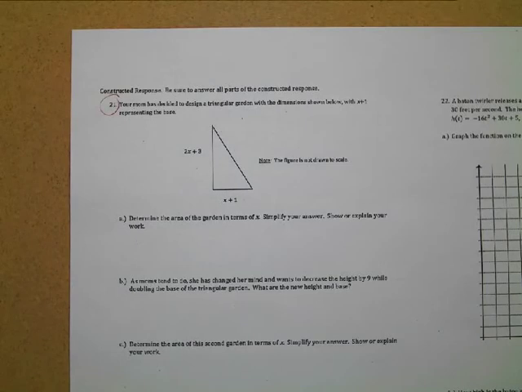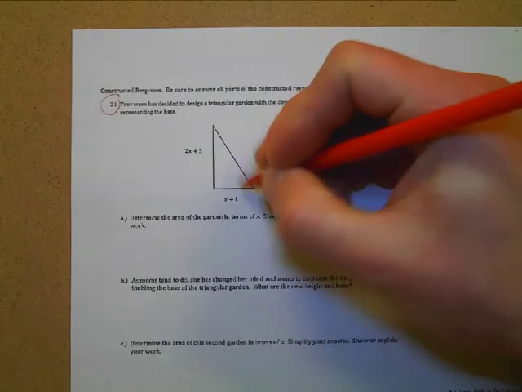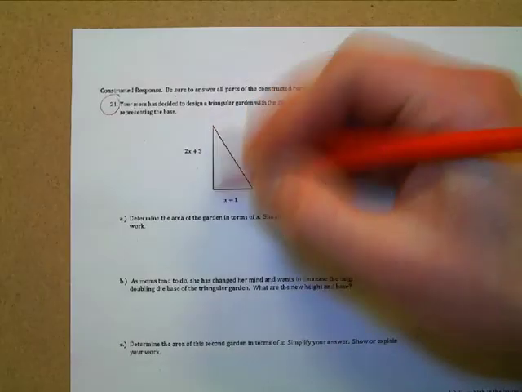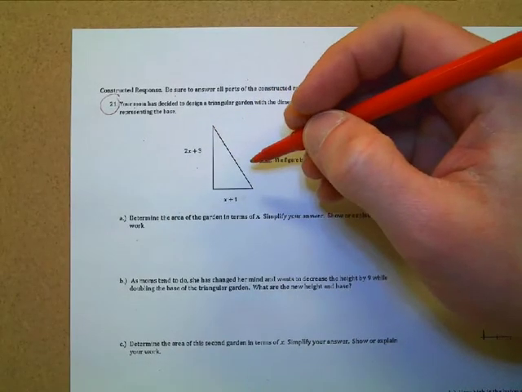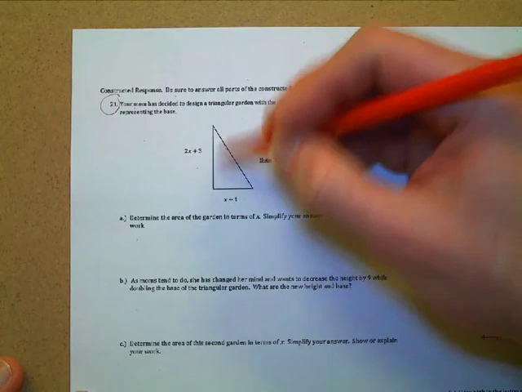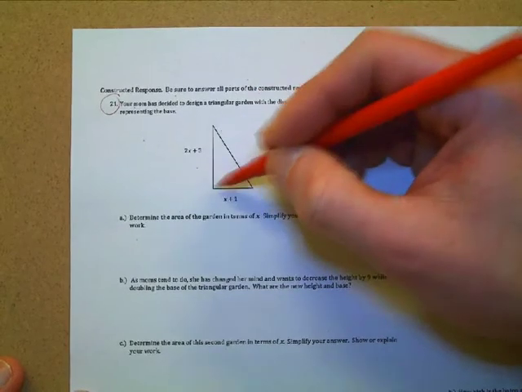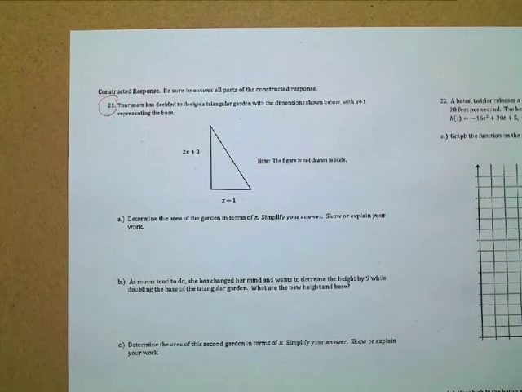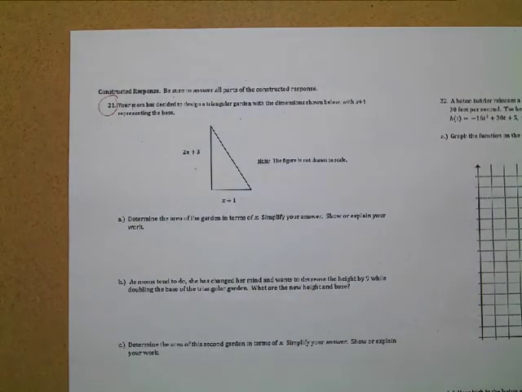It says in this situation that your mom has decided to design a triangular garden with the dimensions shown below, with x plus 1 representing the base. Okay, so there's the base of the garden, and then this is the length of it. This is like an aerial view, looking top down. We want to determine the area of the garden in terms of x, and then we'll simplify our answer. Show or explain your work. We're just going to show our work, right? So what is the area of this garden?